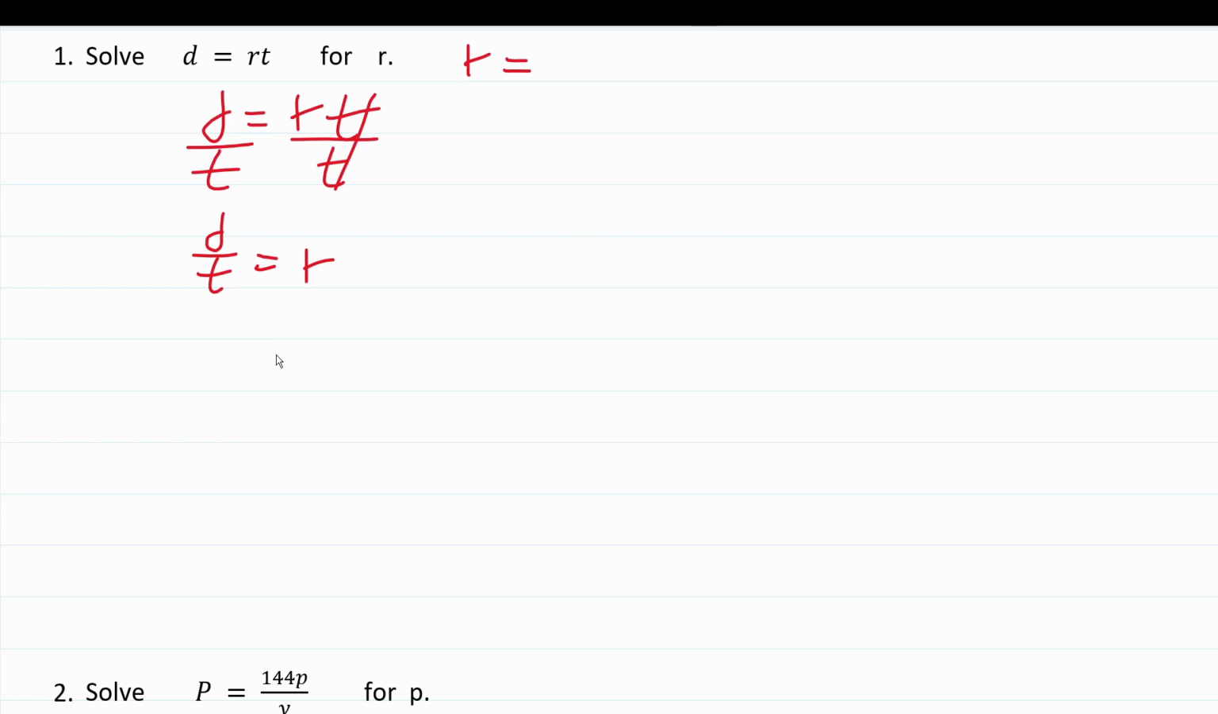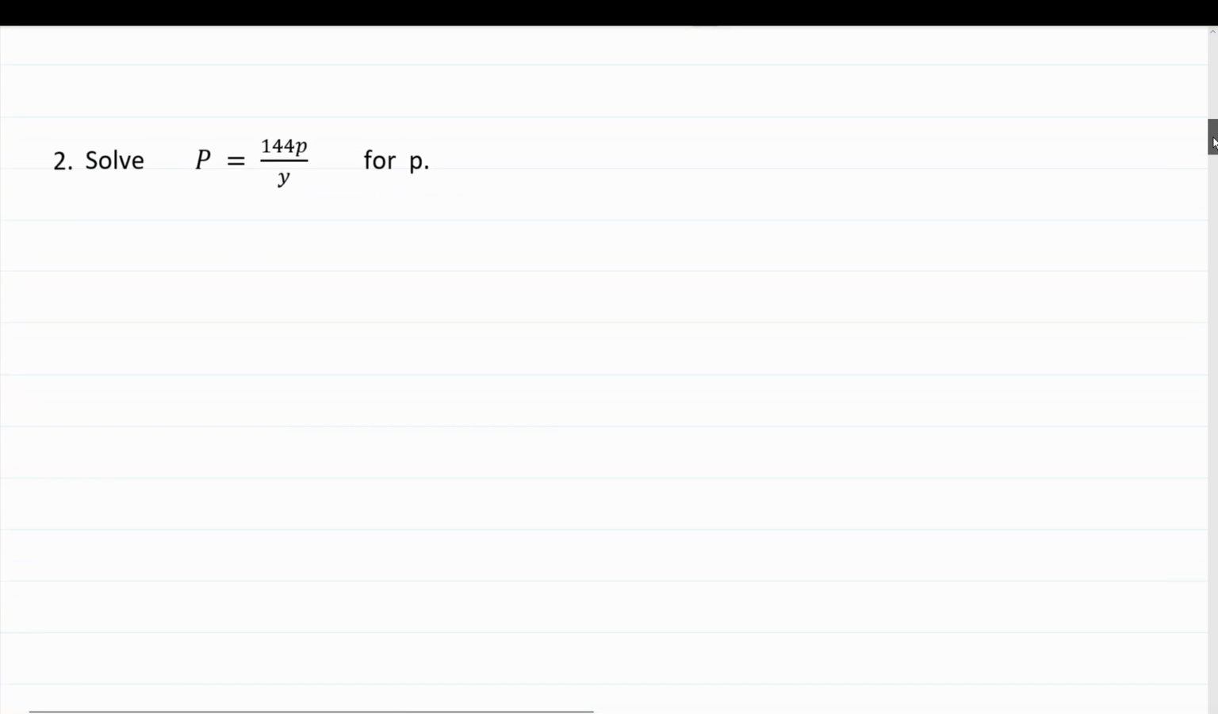And in math, it's customary to write the variable for which you solved on the left. So this becomes r equals d over t. And at this point, we've done what the problem's asked us to do. Notably, we've solved for r. All right, so that's that one. Pretty simple and straightforward to start.